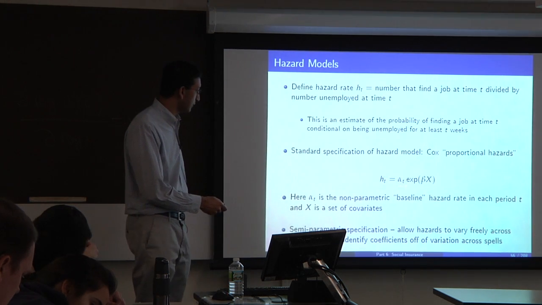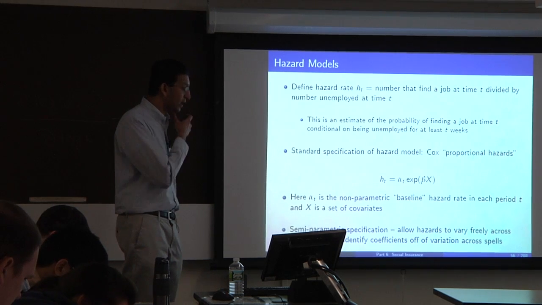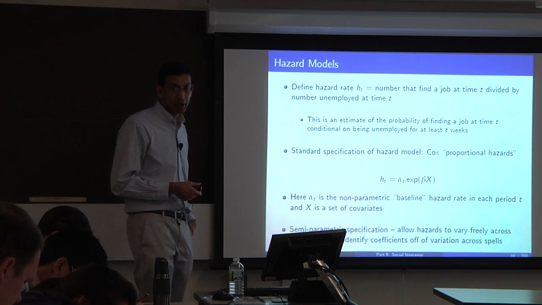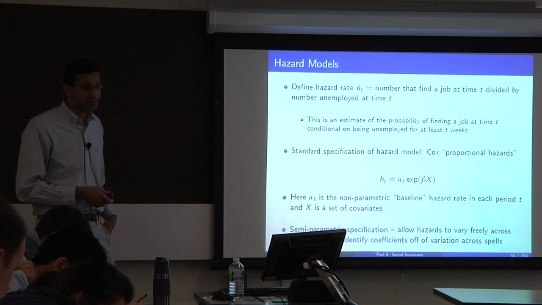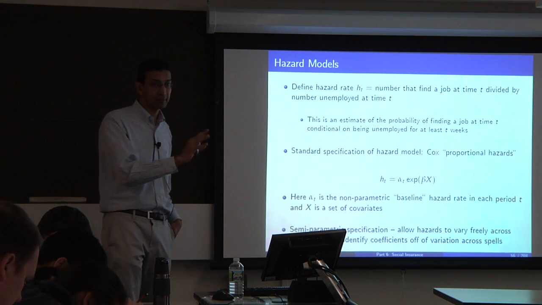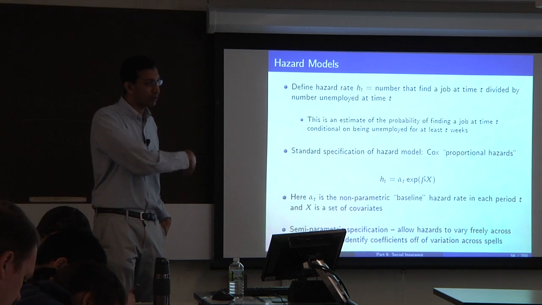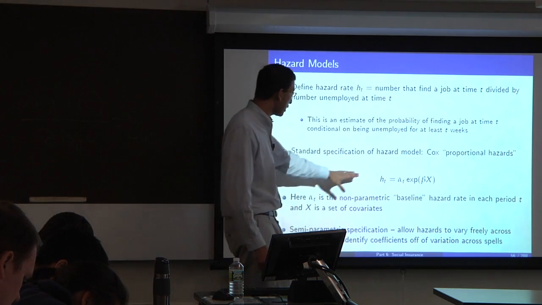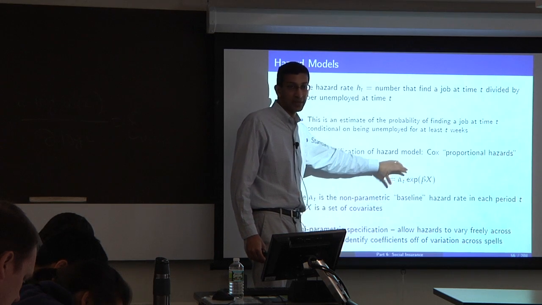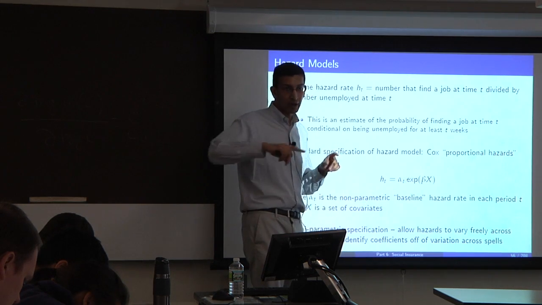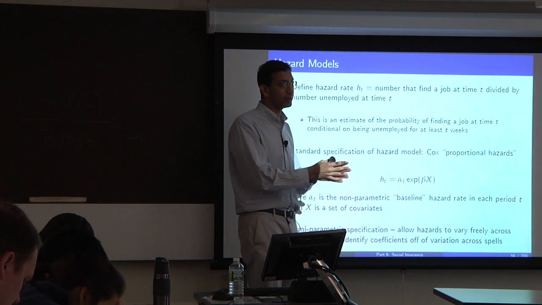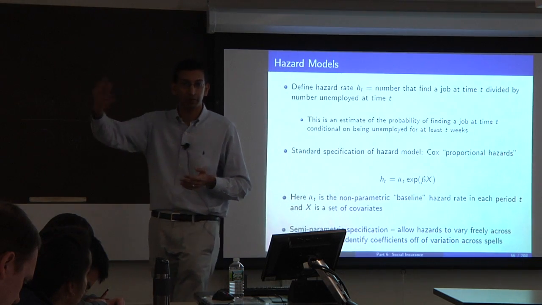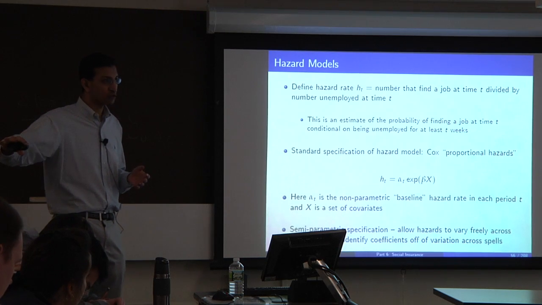We model H_t as some baseline hazard alpha_t, alpha sub t, multiplied by e to the power beta x, where x is a set of covariates whose influence I'm interested in characterizing on the hazard rate. For instance, the unemployment benefit rate, okay? So the reason we call this a semi-parametric specification is because the baseline hazards are totally non-parametric. So the probability that you find a job in week 1 might be 7%, week 2 might be 3%, week 4 might be whatever else. There's no functional form on that.